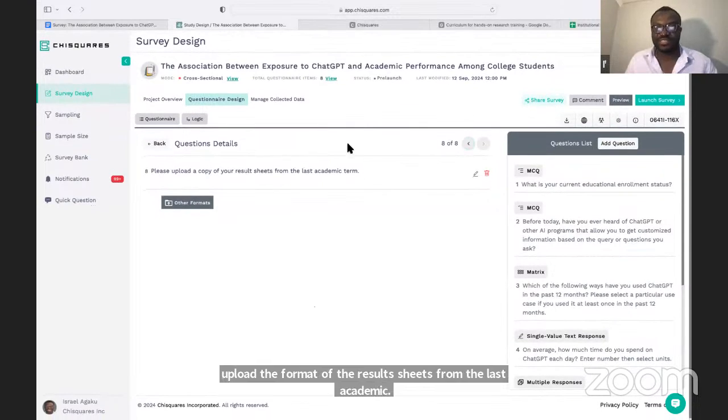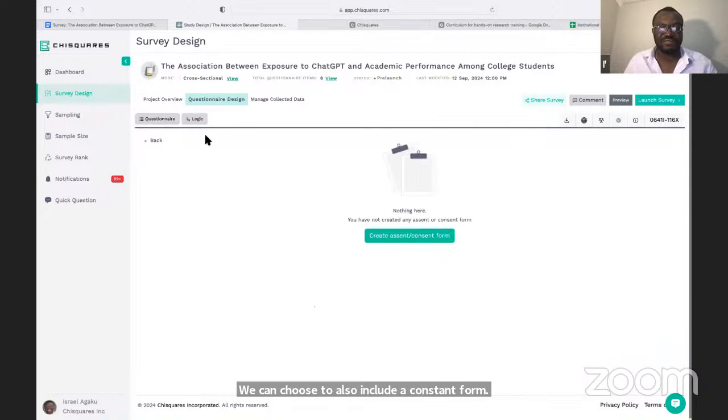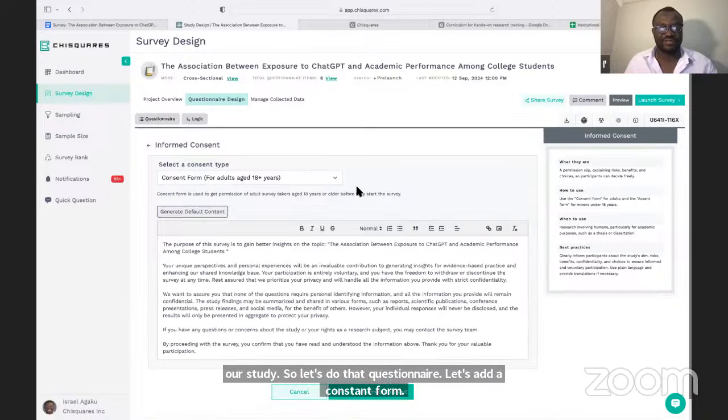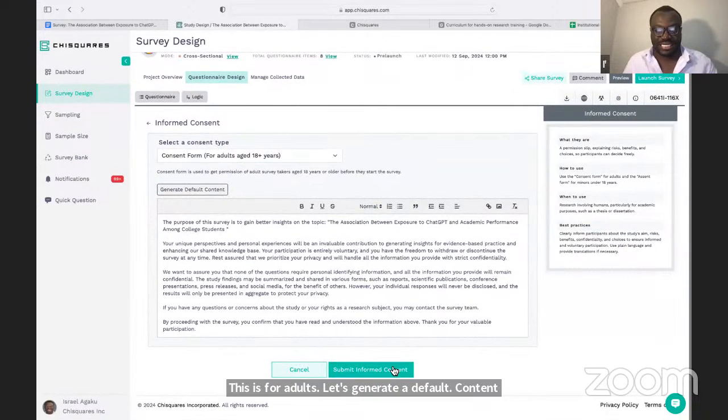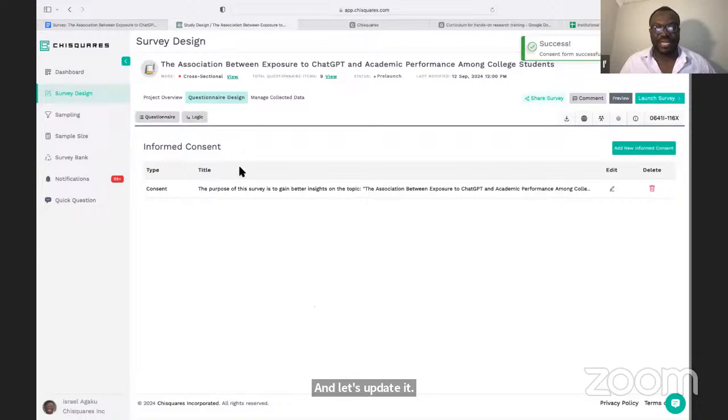So now we have successfully created our questionnaire. We can choose to also include the consent form for our study. So let's do that. Questionnaire, let's add a consent form into the study. This is for adults. Let's generate a default content for our consents, and let's update it. So now we're done with the setup of the study. Let's now add the logic.